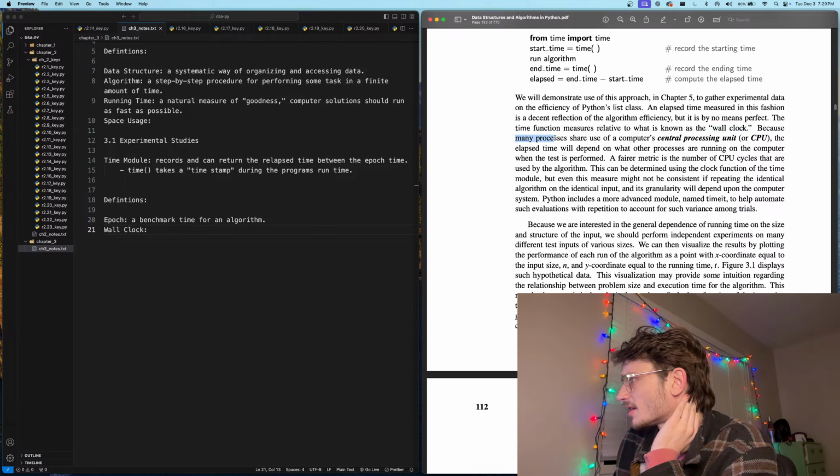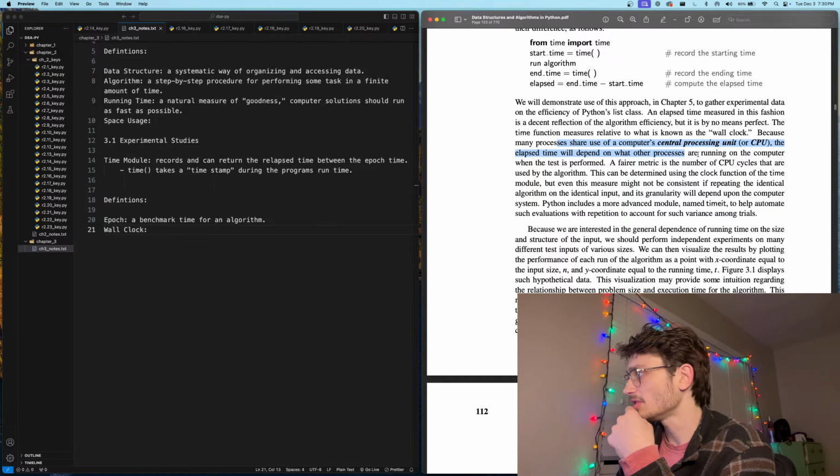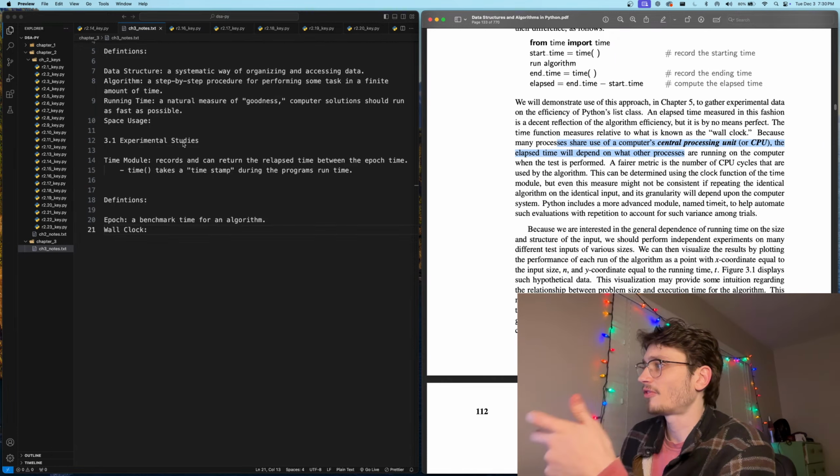Because many processes share use of a computer's central processing unit, the elapsed time will depend on what other processes are running on the computer when the test is performed. A fair metric is the number of CPU cycles that are used by an algorithm. Okay, so because you share processing power with other things on your computer, like I'm running VS Code here, but I also have the stream going, I also have books open. I'm using processing power in some capacity, relatively small, but some capacity. So the time element still references all of that as well.